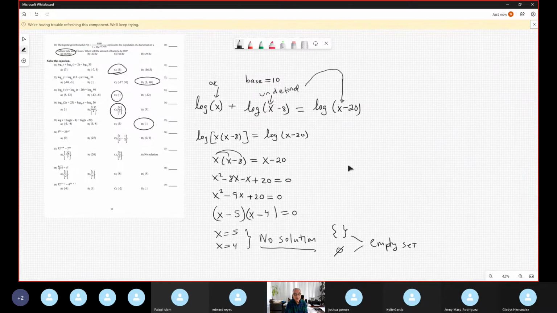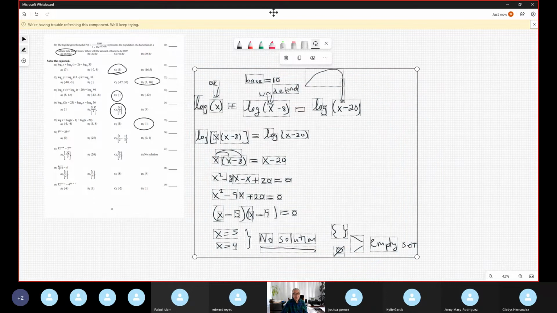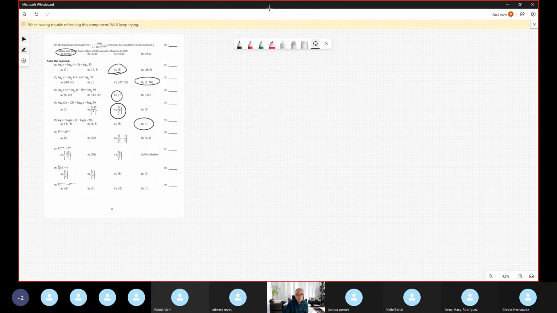Any question in this problem? No? Okay, cool. Let's move on to the 36. Oh, 36 is easy. It's an exponential equation.